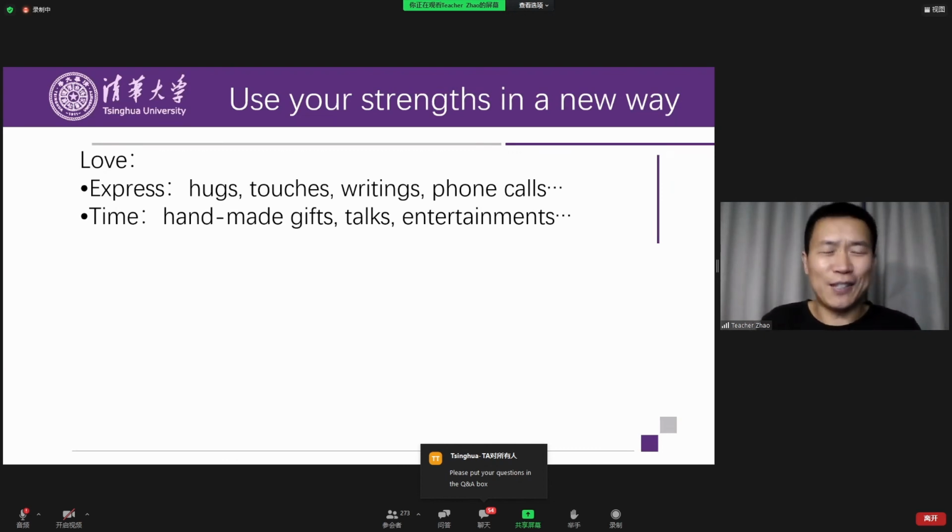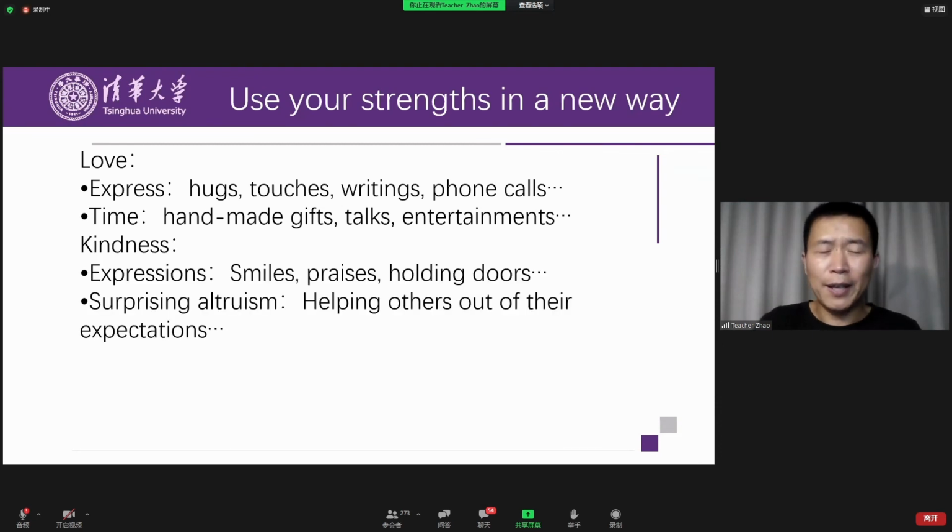So this is a way to express your love, and also kindness. You don't have to just help other people. Just by expressions, you smile to people, you praise them, you hold the doors when people come into the elevator. That is kindness. And you can help other people out of their expectation. That's called surprise altruism. That's kindness too.